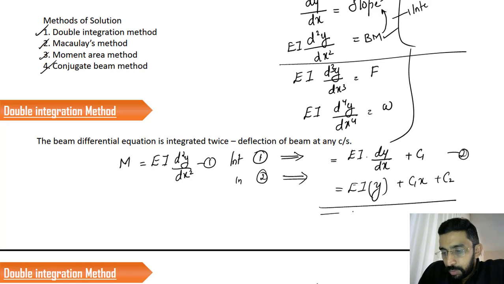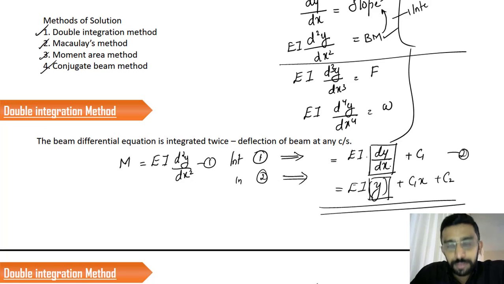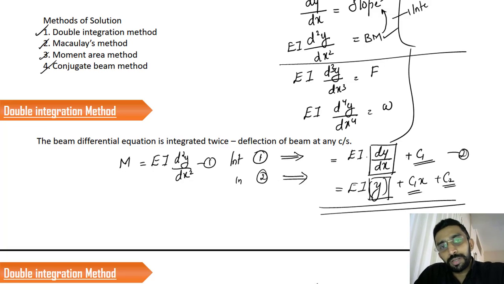We will be left with something like this, and our aim is to find out the value of y. Y is the value of deflection. If our aim is to find the value of slope, we will calculate dy by dx. But to get this value of slope and deflection, we have to find out the value of c1 and c2. They are called the integration constants. Now the question is, how can we get the value of c1 and c2?